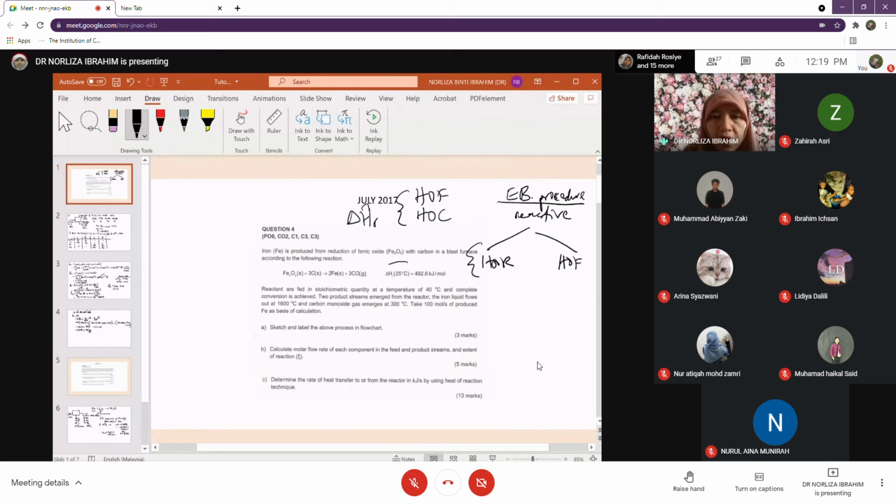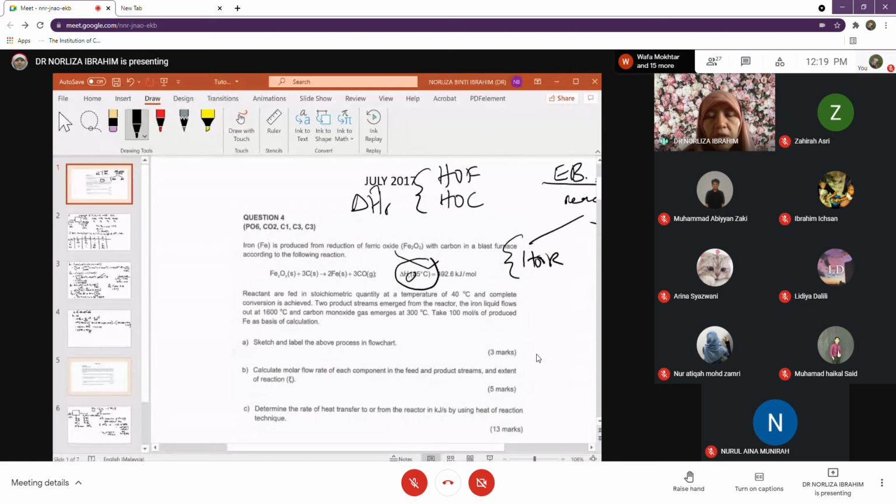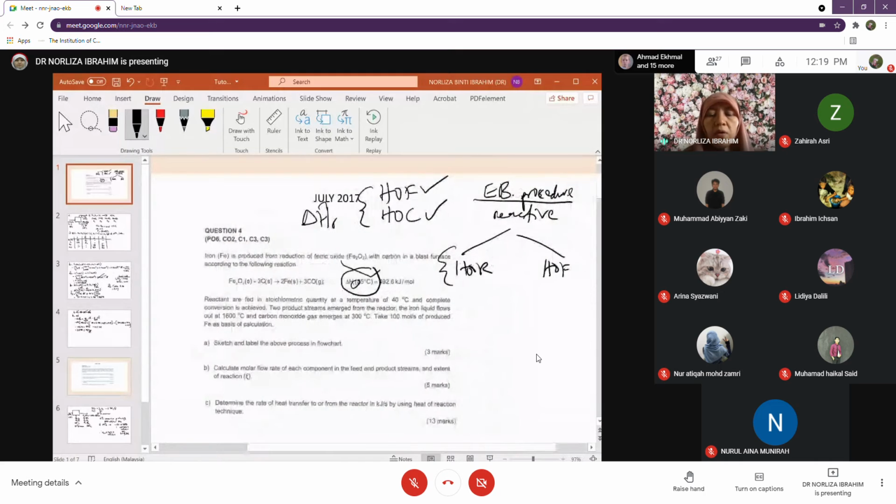This heat of reaction here, you can actually calculate using the heat of formation method or the heat of combustion method. Those are the two ways to calculate the heat of reaction. But the procedure or method to solve the energy balance question is the heat of reaction method or the heat of formation method. So these are two different things.